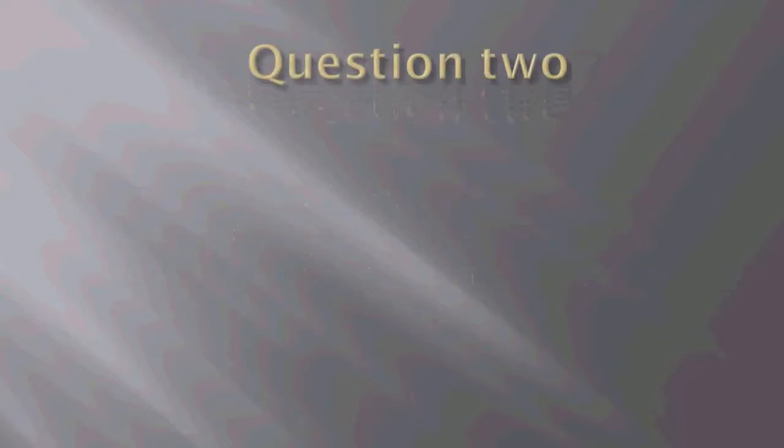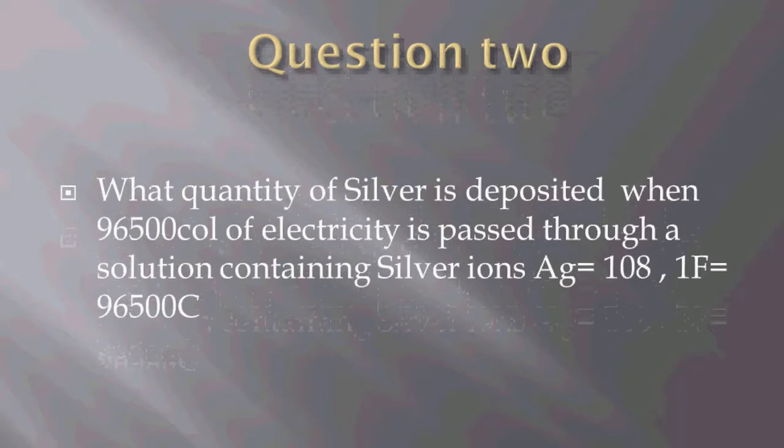Question number 2. What quantity of silver is deposited when 96500 coulombs of electricity is passed through a solution containing silver ions? Silver is 108, 1 Faraday is 96500 coulombs.